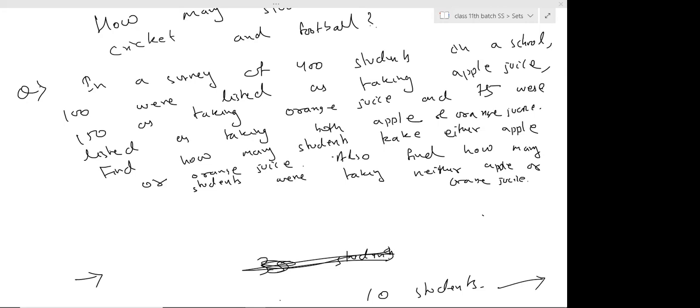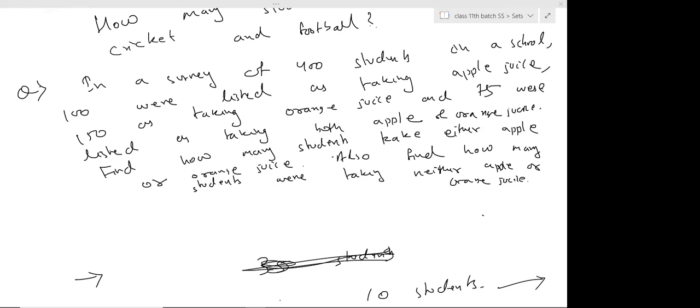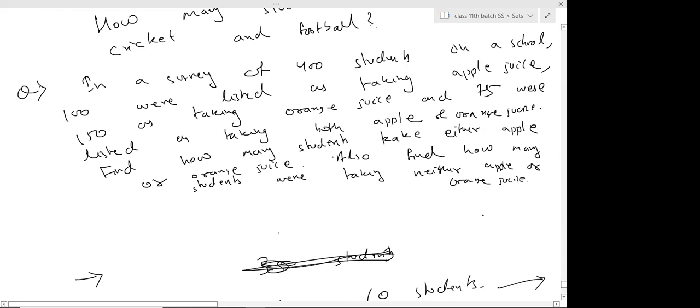So the number of students taking neither is 75. How can you calculate neither? I used normal addition. I didn't get how to use the formula in this. I just used normal addition and subtraction.